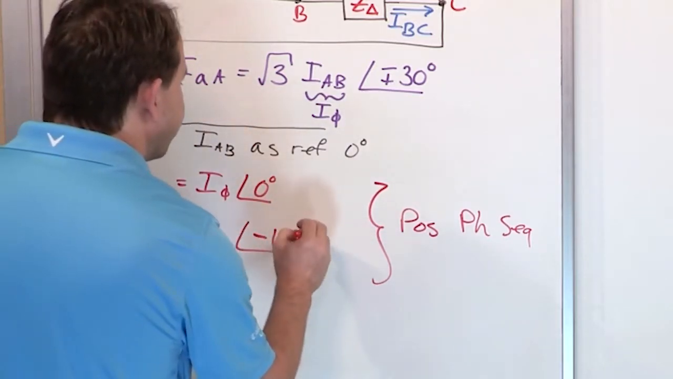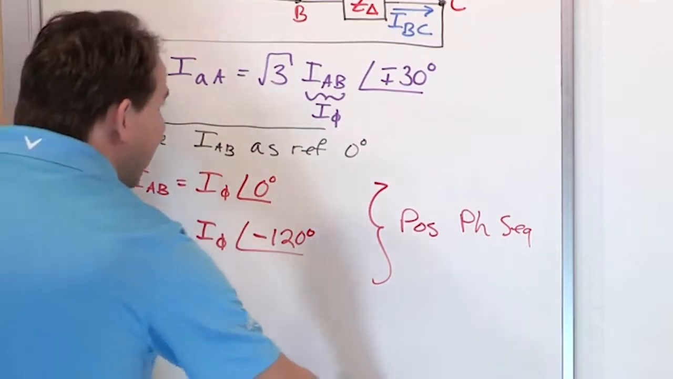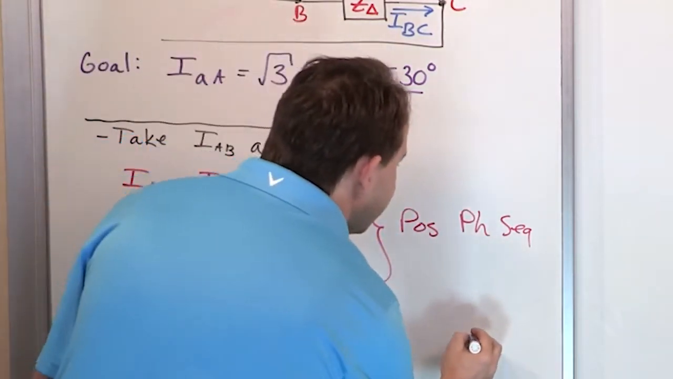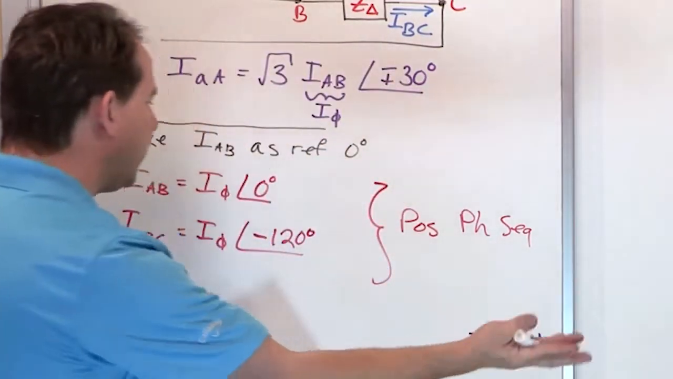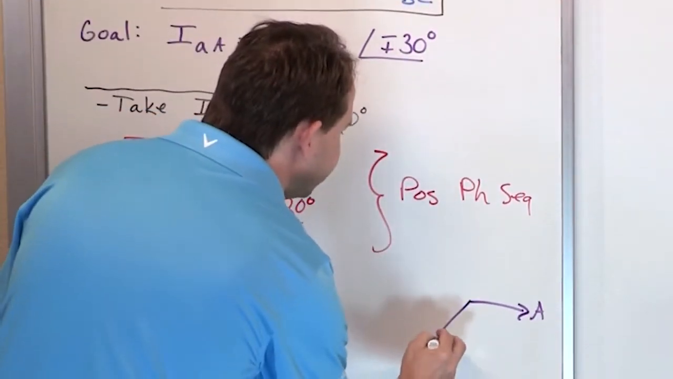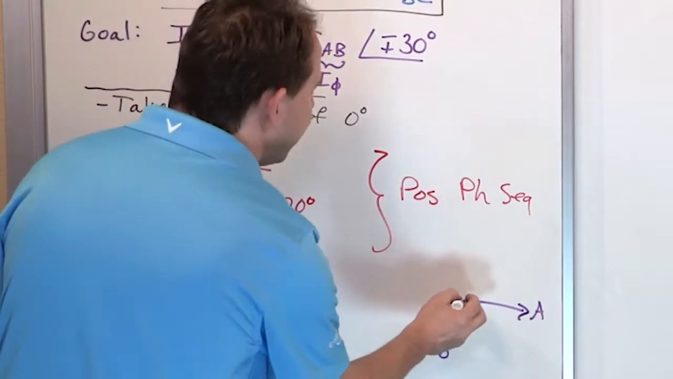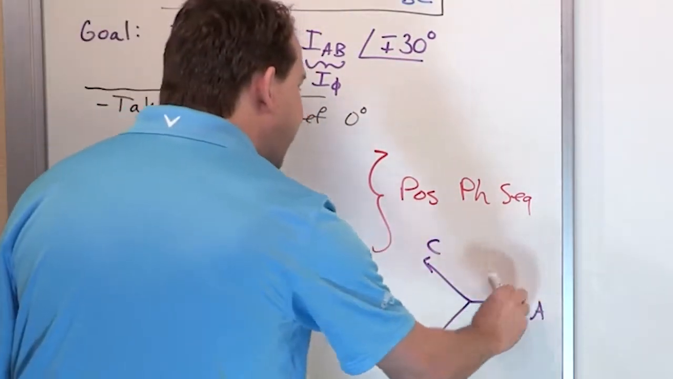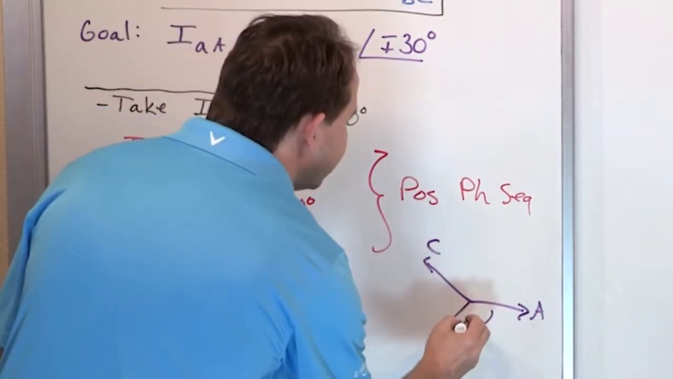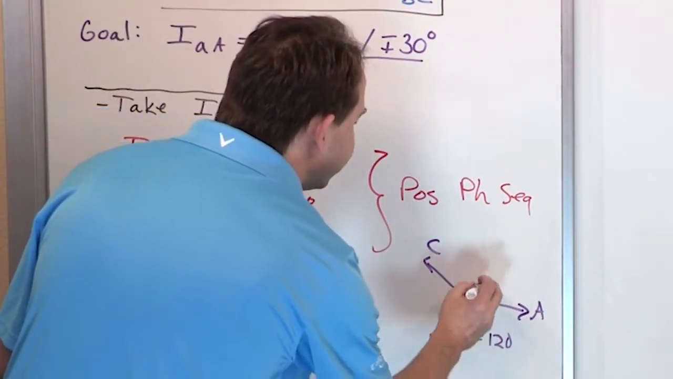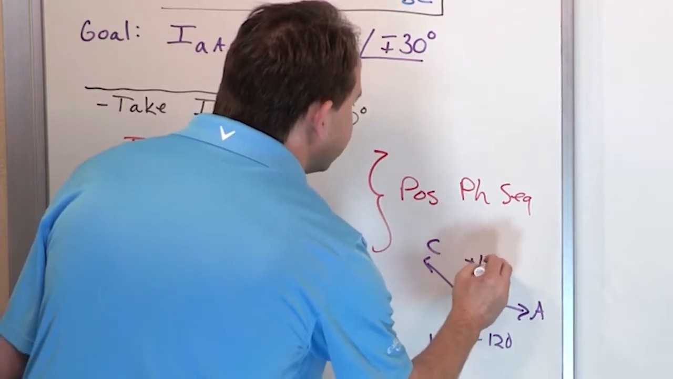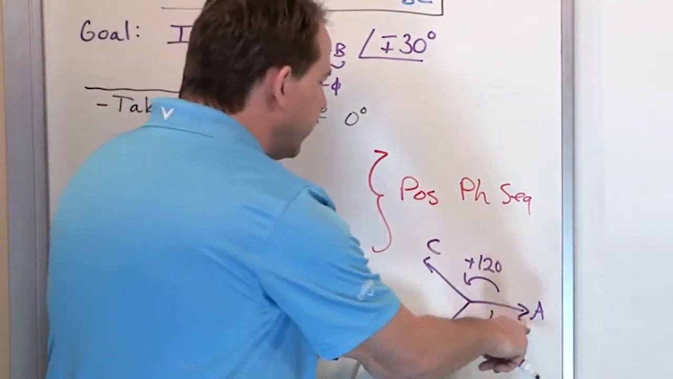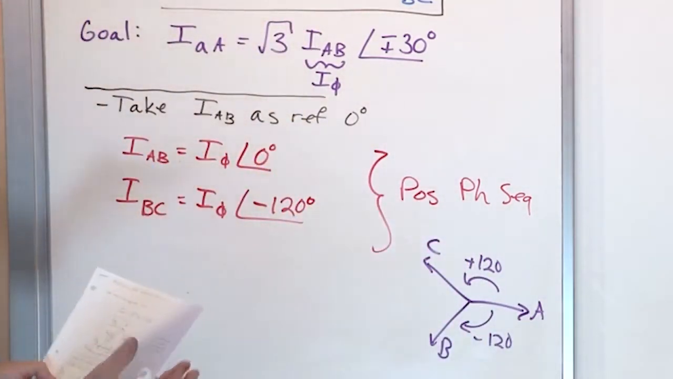If you have a hard time remembering that, then you just go off to the side here. This is going to be the A phase of whatever quantity we're talking about. This will be the B phase, and this will be the C phase. If it's a positive A, B, C sequence, then to go from here to here is a negative 120, and from here to here is a positive 120. So that's why for the B phase we subtract 120 degrees, because that's what it is to be a positive phase sequence.